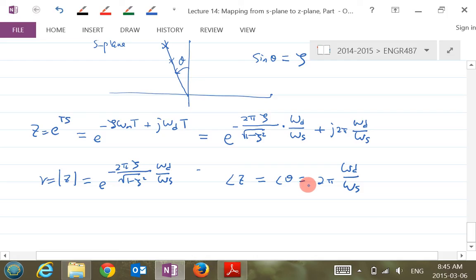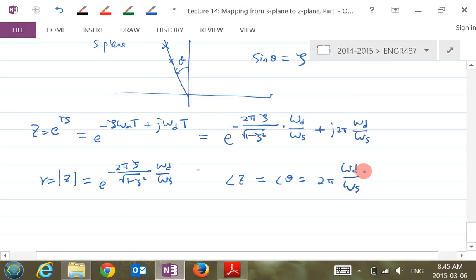Now let's go back to this. This is the constant damping ratio locus. So zeta is a constant, meaning this is constant. Let's say you give zeta as 0.5, 0.2, 0.6, like that. Then you look at the R. If this is a constant, the R is actually just a function of what? This, right? And the theta is a function of what? Same thing, isn't it?